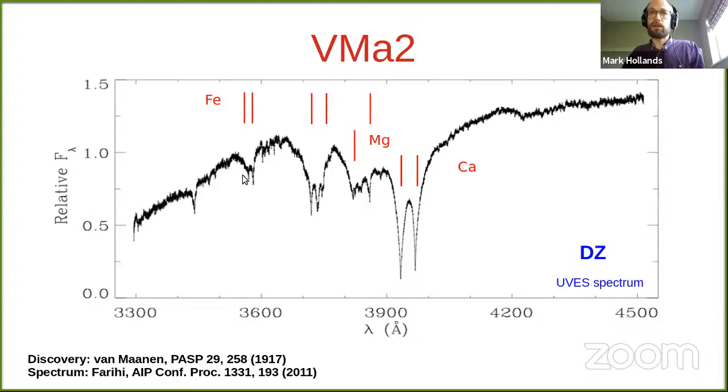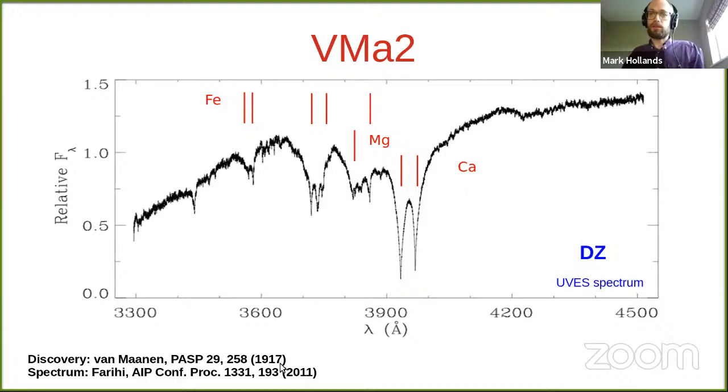And so this is a spectrum of a star called Van Maanen 2, or VMA2. And this is in fact one of the first, I think maybe the fourth white dwarf ever discovered. It was certainly the first white dwarf discovered that was not part of a binary system. And its spectrum has very strong features of calcium, magnesium, and iron in the spectrum. And as we will see, these spectral features relate to a planetary system.